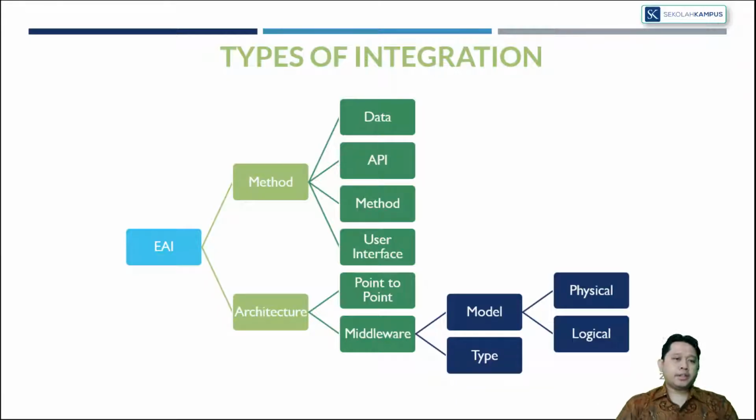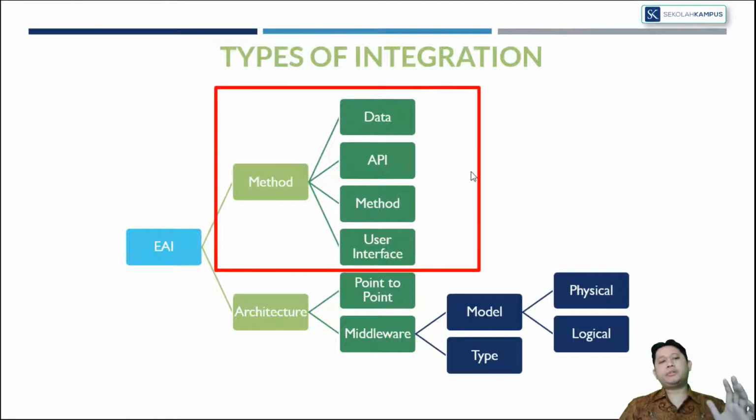In this picture we can see the diagram of enterprise application integration. At the top we have types of integration based on the method. I repeat again, this is the type of integration based on the method. From this we can see the method with data or database, the second one with API, application programming interface, the third with methods, and the fourth with user interface. In the next video we want to discuss the details of this part.